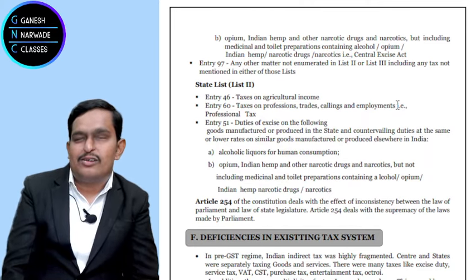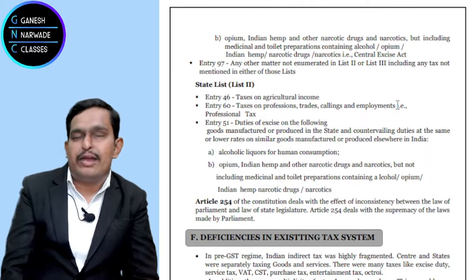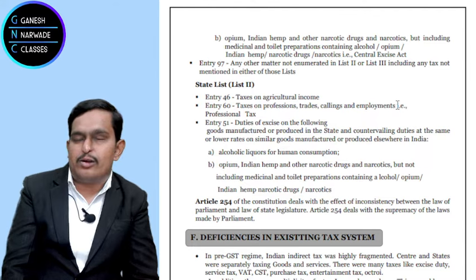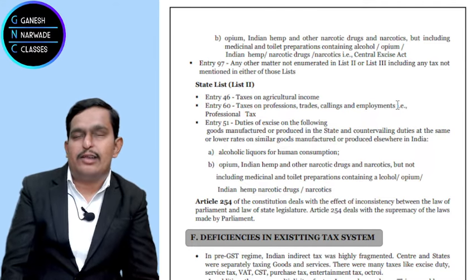So this way you will be paying employment tax. And which entry? Entry number 60. Clear to all of you? Yes or no? Very good. Now let me continue with the discussion. With this we completed entry number 60, and 97 is left.